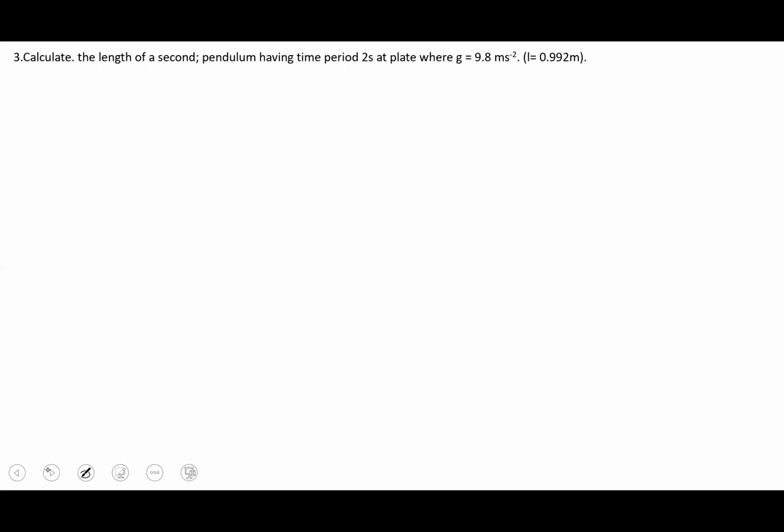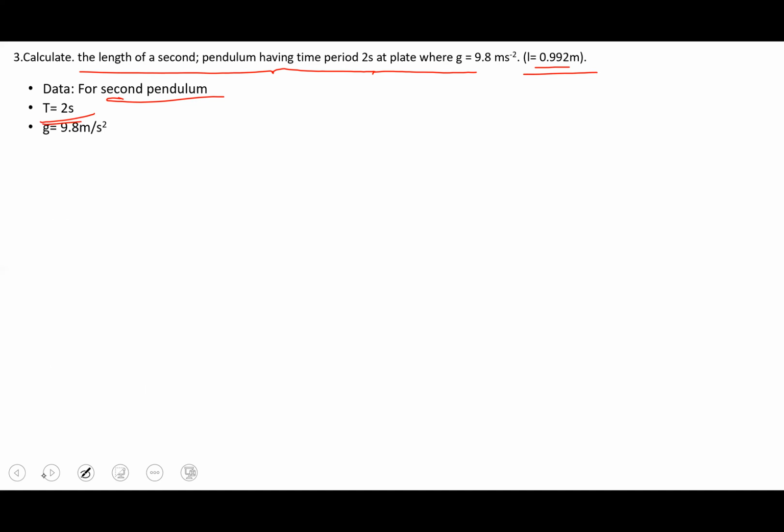If we continue to question number 3, it says calculate the length of a second pendulum having a time period of 2 seconds at a place where g is 9.8 meter per second square. So here the approximate length is given, which is 0.992 meters, and we have to find it out. Now for the data part, as we know, it is a second pendulum, so the value of time period is 2 seconds, and the value of g is 9.8 meter per second square. That is the given data to us, and we have to find the length of the pendulum.